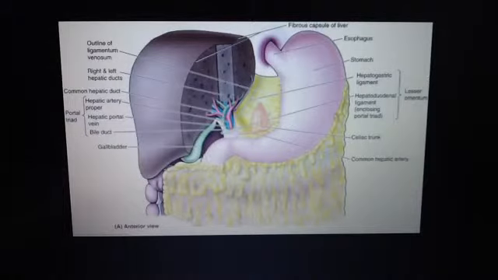So let's look at the portal triad in more detail. Where is the bile duct? Here is the bile duct. Where is the hepatic portal vein? Here is the portal vein. And where is the hepatic artery? Okay, here's the hepatic artery. So now we know what the portal triad is, what encloses it, and what ligaments are involved.